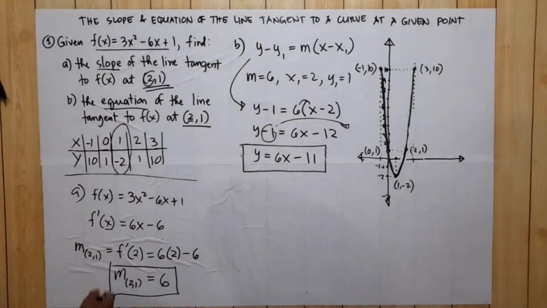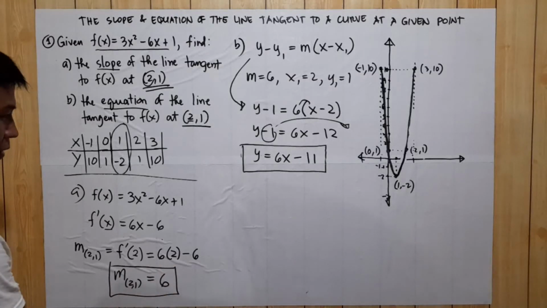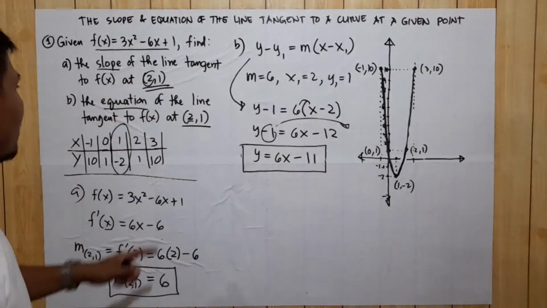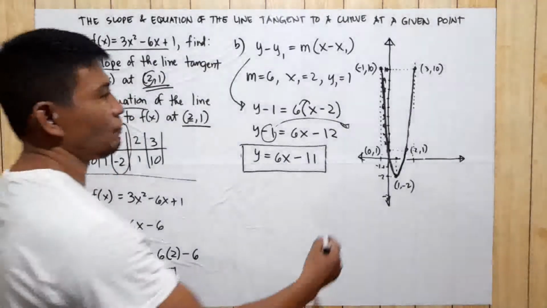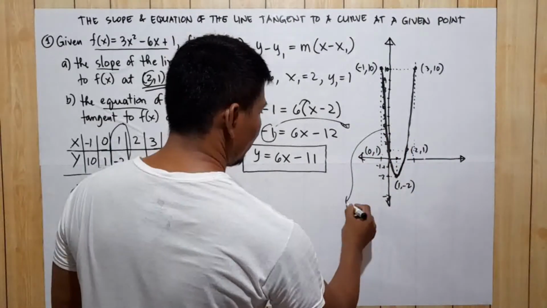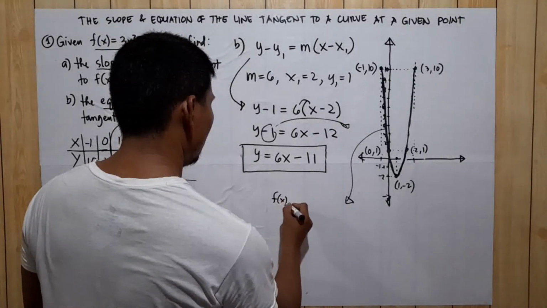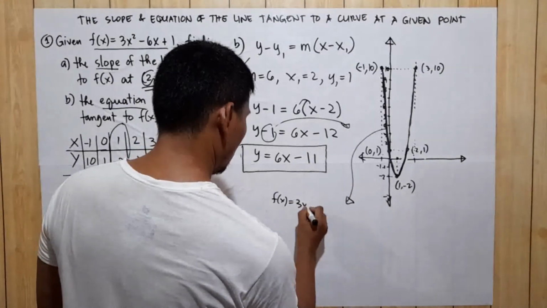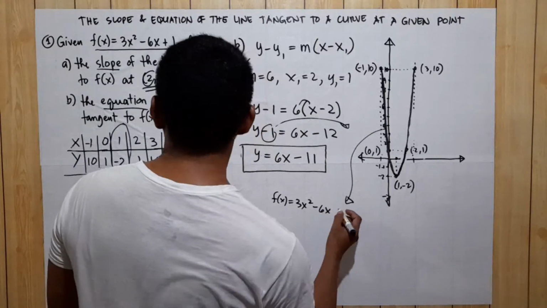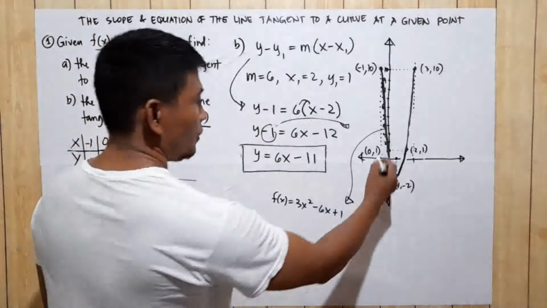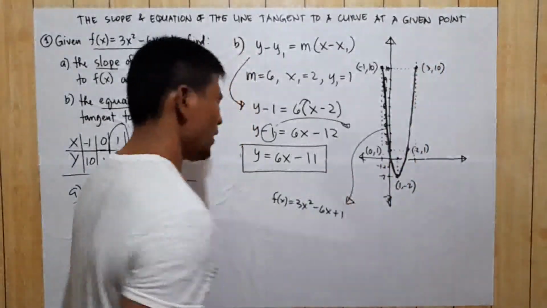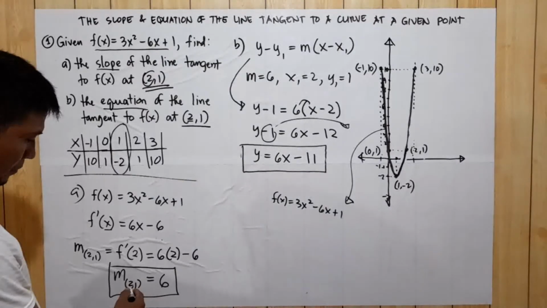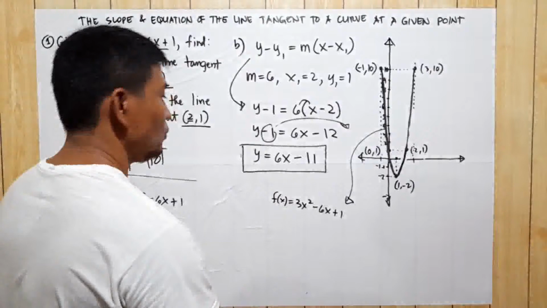Friends, ano ang interpretations ng mga nakukuha nating values? Ano ibig sabihin ng slope at (2, 1) equals 6? So, ganito lang po yun mga friends, no? Since we're talking here about a line tangent to f of x at (2, 1), so ang f of x po natin ay ito, which is f of x equals 3x squared minus 6x plus 1. So, yan po yung f of x natin na parabola po siya.